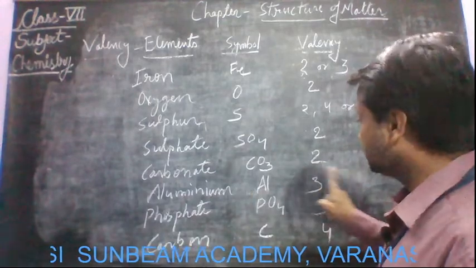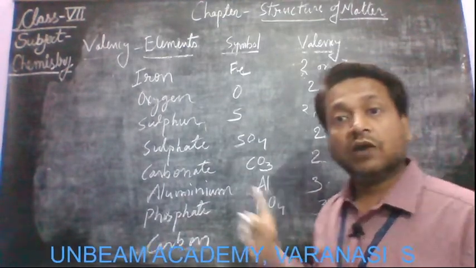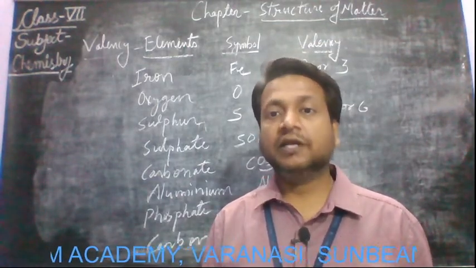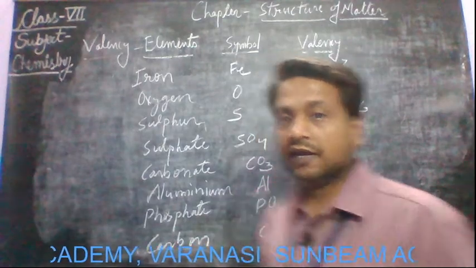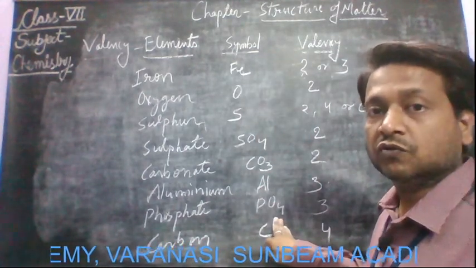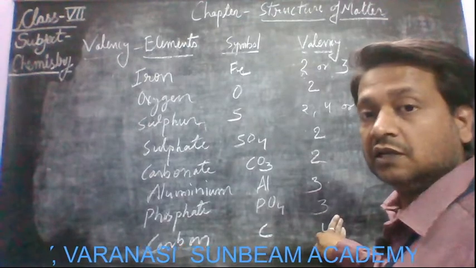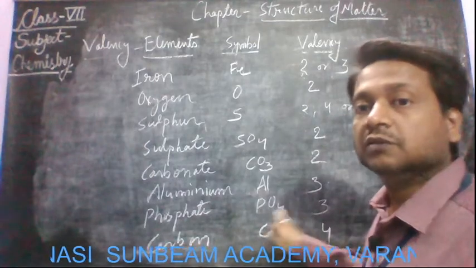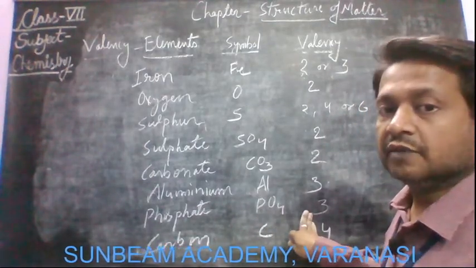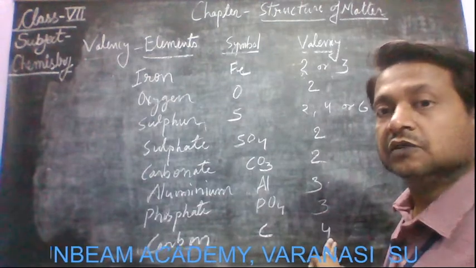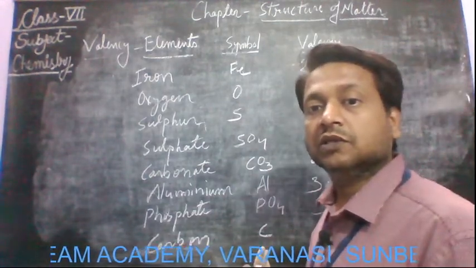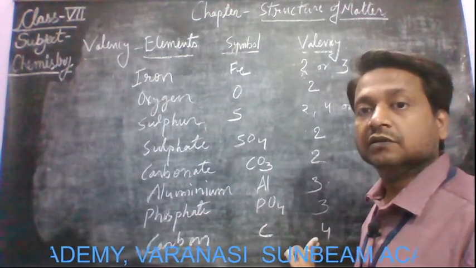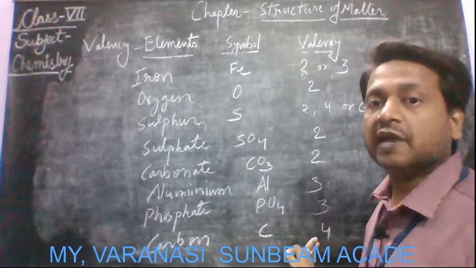Aluminium, its valency is 3. It means that one atom of aluminium can join with three other elements, three different elements. And the phosphate group PO4 has the valency 3, meaning one molecule of phosphate can join with three other elements at a time. And the carbon valency is 4, meaning one atom of carbon can join with four different elements at a time because its valency is 4.